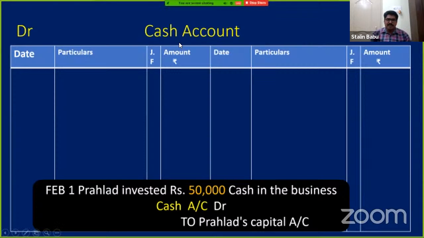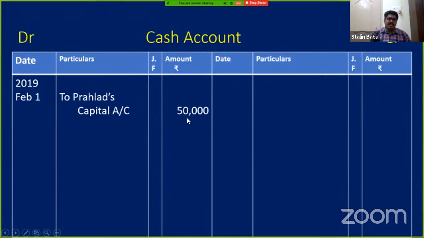So which account are we preparing? Cash account. We have to check whether the cash account is debited or credited in the journal entry. In the journal entry, it is debited. So we have to post on the debit side. What is the date of the transaction? February 1st. In the particulars column, we write the name of the account. So what is the name of the account here? Prahlad capital account. That is 50,000.